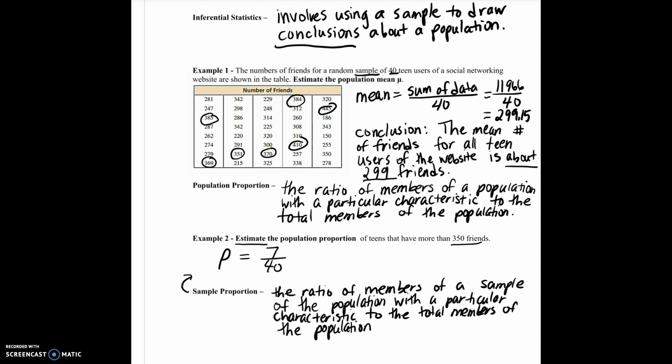So our estimate is the population proportion is also 7 out of 40. Probably should have defined the sample proportion first, but we did it first together, so kind of makes sense there.